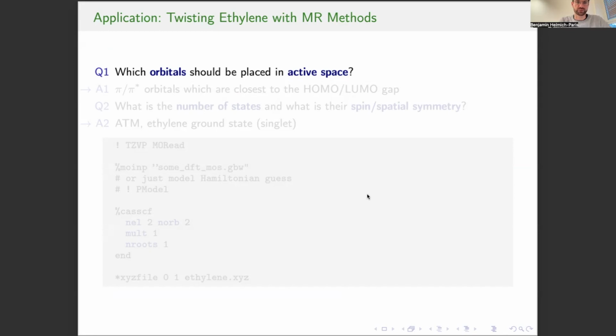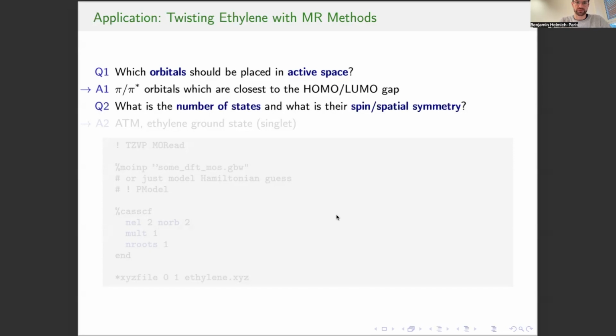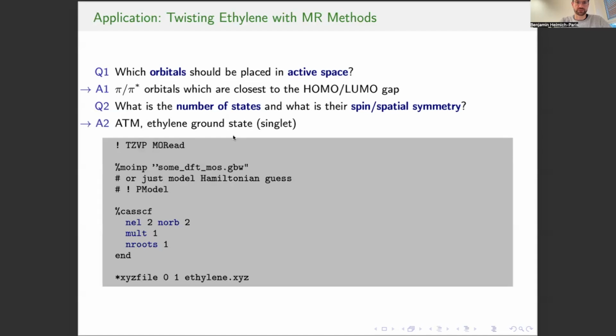If we would like to run a multi-reference calculation with ORCA, we have to answer a few very simple questions. Which orbitals should be placed in the active space? Well, this is fairly easy because only these frontier orbitals change as we twist the ethylene structure. This means that we only put the pi and pi star orbitals, which are closest to the HOMO-LUMO gap, in the active space: 2 electrons in 2 orbitals. The second question that must be answered is what is the number of states, or what is their spin, and also what is their spatial symmetry if we want to exploit that. At the moment we are just interested in the ground state. So this is one state with singlet symmetry.